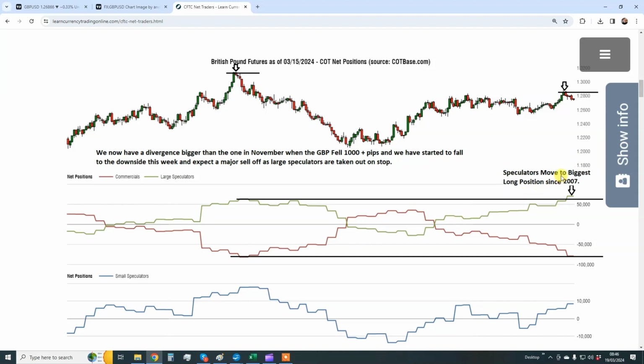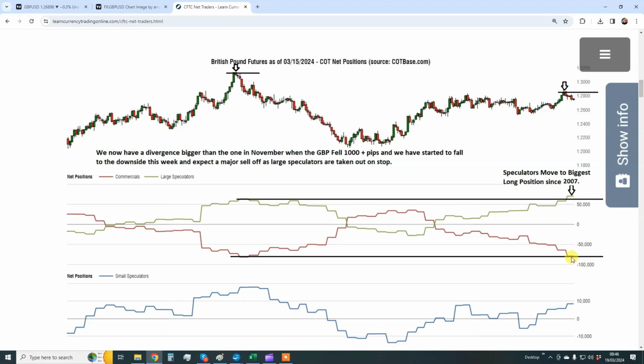Now, in terms of here, you can see we break above the black line that I've drawn. The previous peak last year was back here. We double top and then we see a massive move to the downside. We've got a bigger spec long position. This time we're already seeing some downside. We're looking for hopefully a lot more. Commercials have dropped heavily short against the speculators.